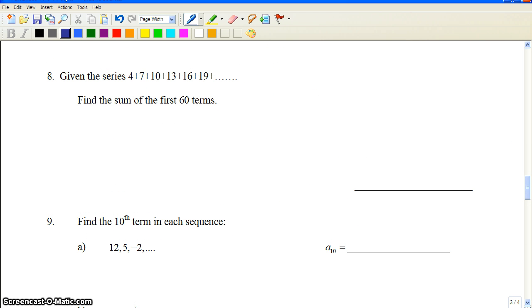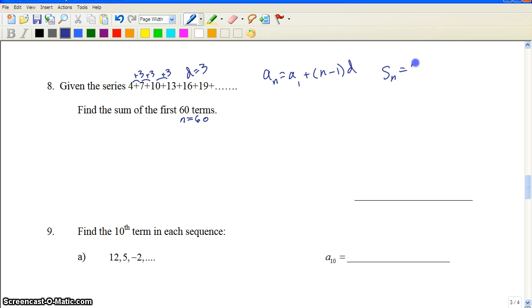Alright, so we're given a series and we want to find the sum of the first 60 terms. That means n is going to be 60. But first we need to identify, is this geometric? Is this arithmetic? What is this? If you notice, we're adding 3 each time. So that's arithmetic, and so d equals 3. So because it's arithmetic, we need to remember that we have all of this good stuff. We also have this good stuff to use. Those are 2 formulas that we're just going to need to know.